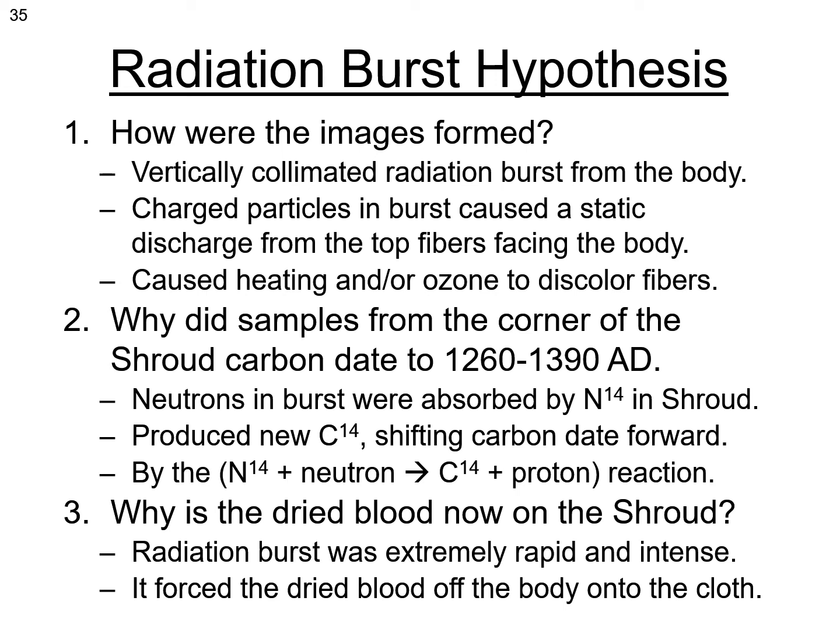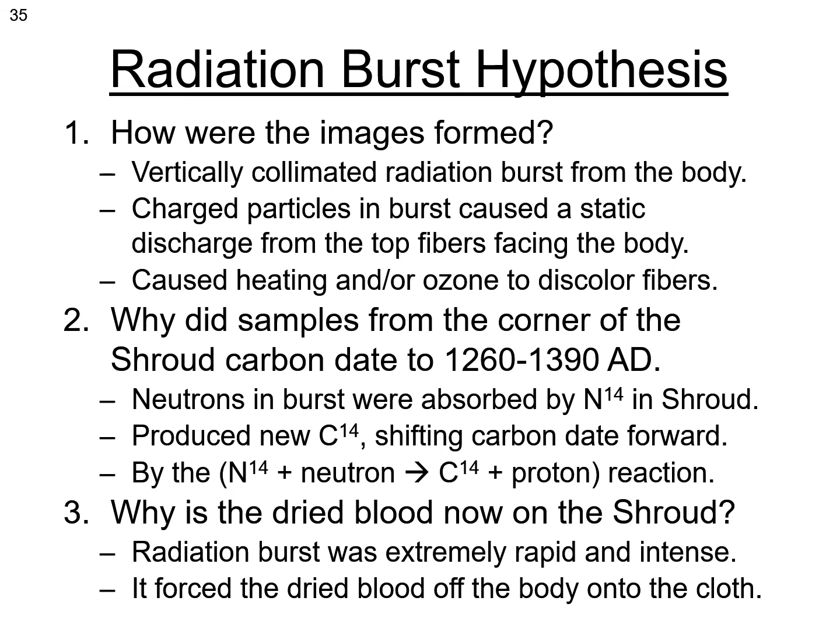To summarize, the radiation burst hypothesis explains the three main mysteries of the shroud: image formation, carbon dating, and the blood that would have dried on the body. According to this hypothesis, the front and dorsal images were formed by a vertically collimated radiation burst from the body that caused a static discharge from the top fibers facing the body, which caused electrical heating and/or chemical attack by ozone that discolored the fibers to produce the images.